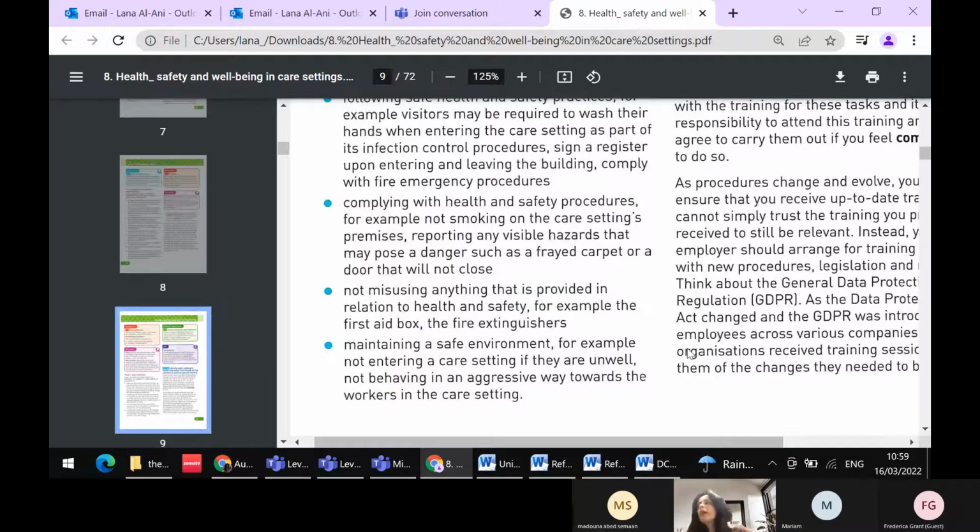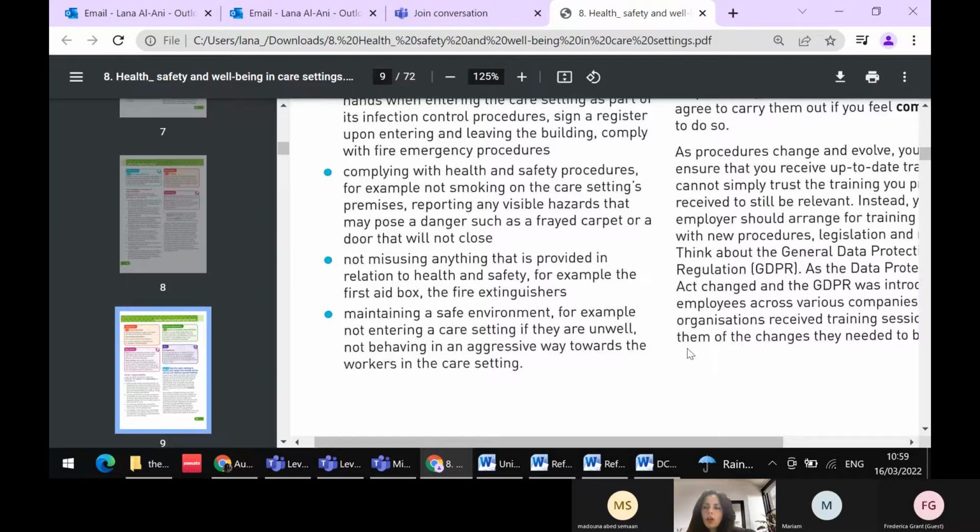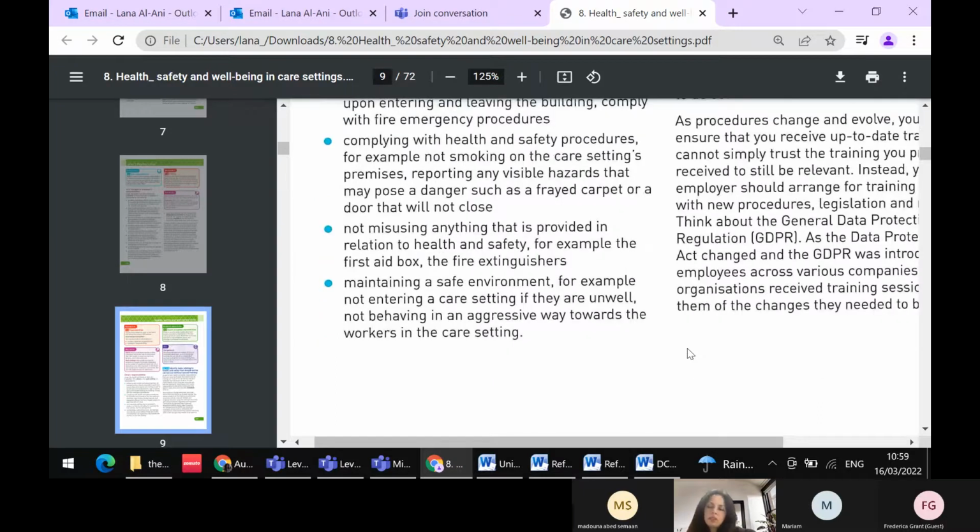Also, other people in the care setting need to comply with the health and safety procedure. So they shouldn't be allowed to smoke in the premises. They need to report any hazard that could happen in a nursing home. And also not to use the fire extinguisher or the first aid box inappropriately. If you don't know how to use it, if you never had training, then leave it for someone who had training. Also maintain a safe environment.